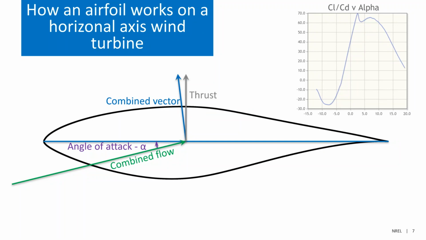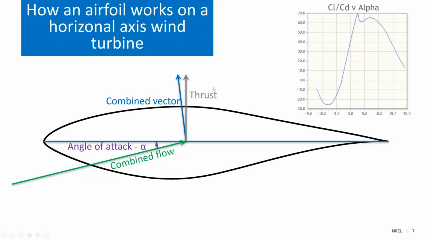And one of those forces is thrust. That thrust is how much force the airfoil is generating that's trying to break itself, pull the tower over, rip the foundation out of the ground, and do all kinds of other things that you don't really want to happen.